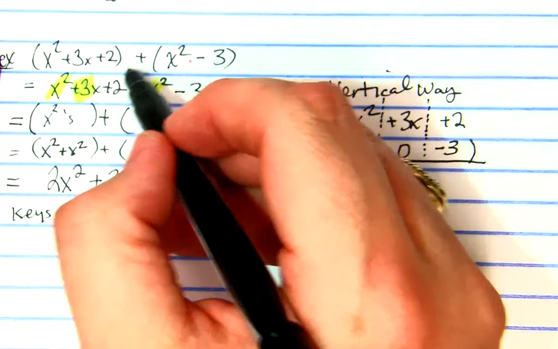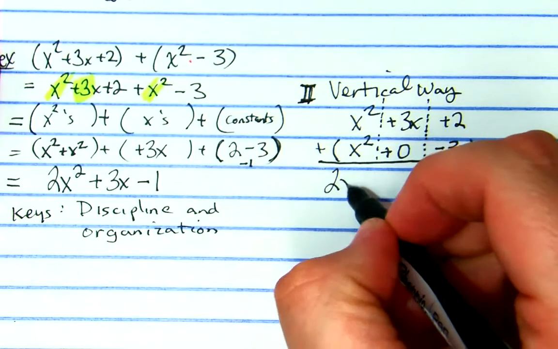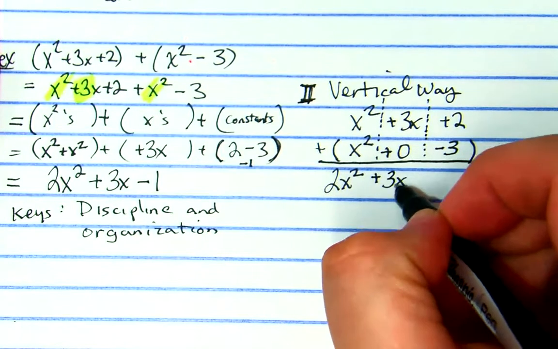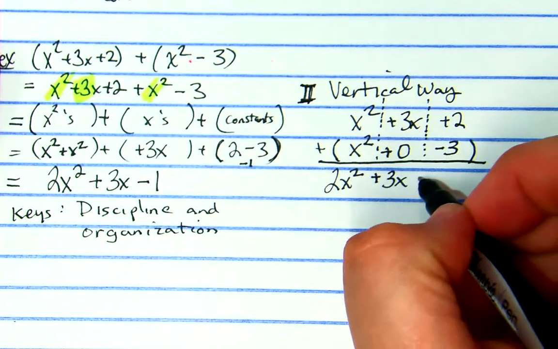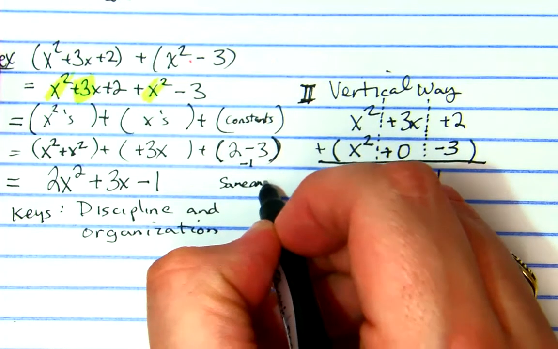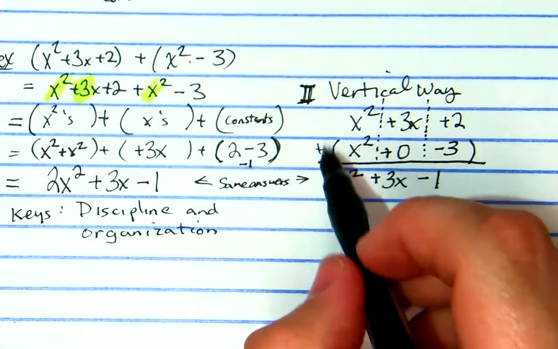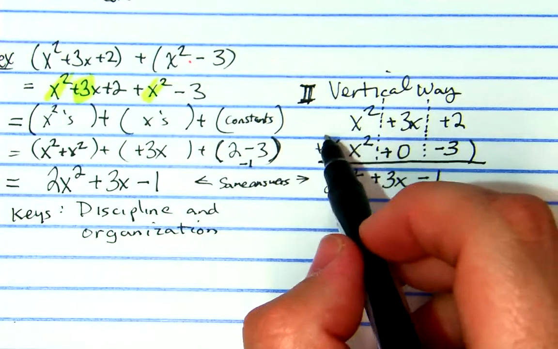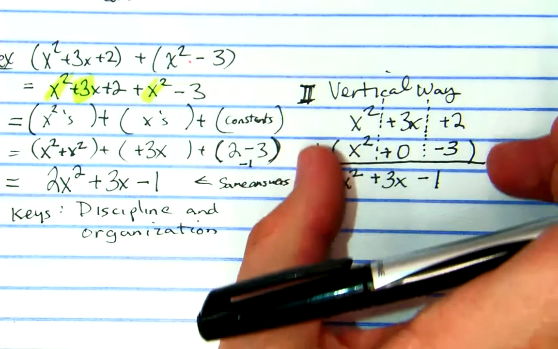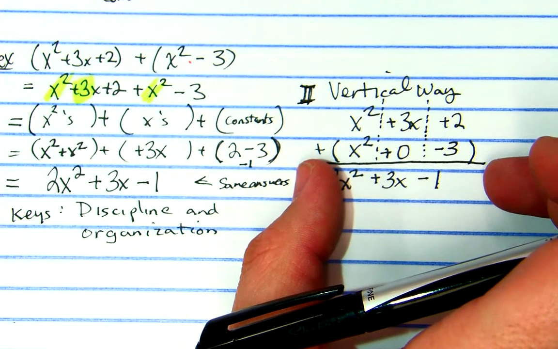Now, our problem said we're adding, so I'm going to add them up. x squared plus x squared is 2x squared. 3x plus nothing is positive 3x. 2 plus a negative 3 is a negative 1. Same answers. It doesn't matter. This works also good when you're subtracting because you could just go x squared minus x squared and get your answer. This is more of the traditional algorithm for adding and subtracting when you have a lot of different terms and numbers that you're doing.